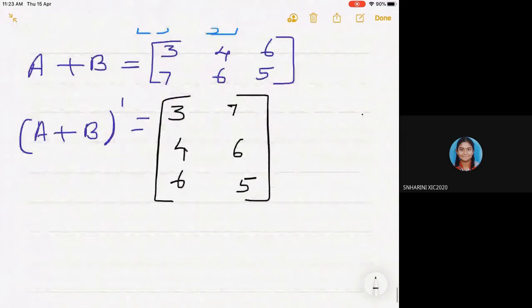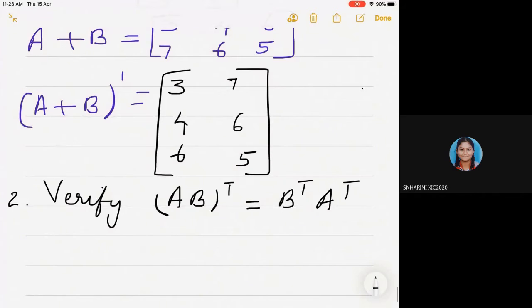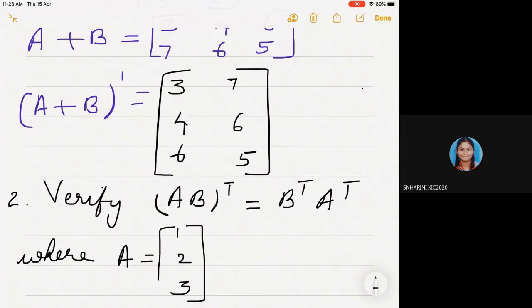Okay. Now next question, verify (AB) transpose equal to B transpose into A transpose, where A equal to 1, 2, 3, comma, B equal to 4, 5, 6.